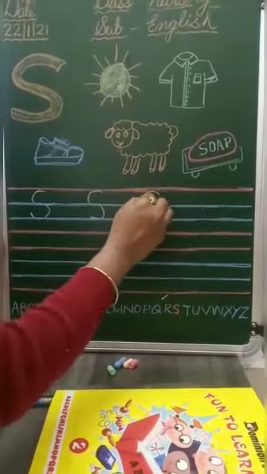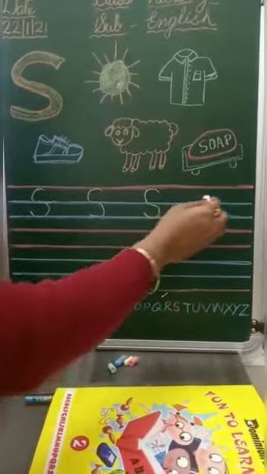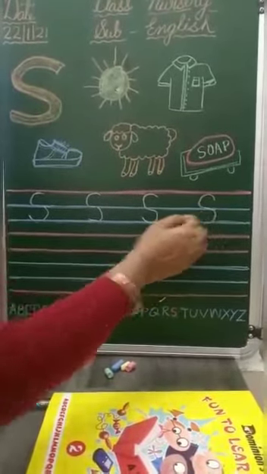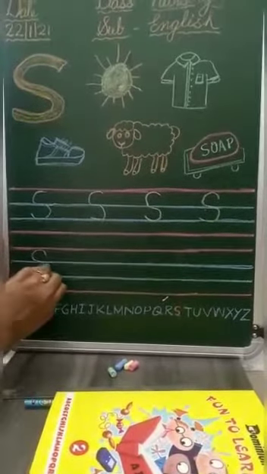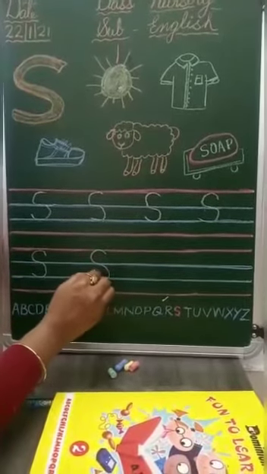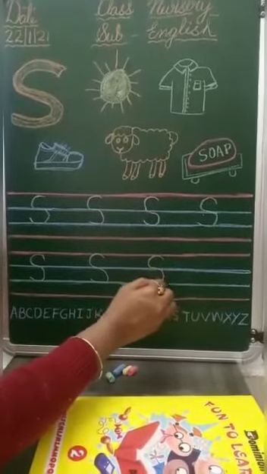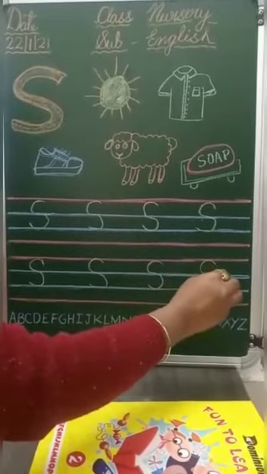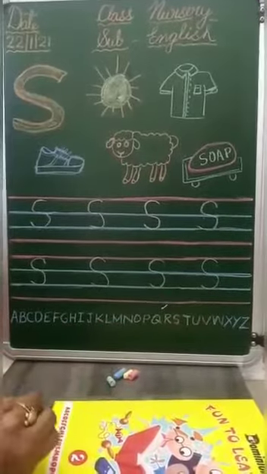S for sun, sun. You can start your book work. S for shirt, shirt. S for shoes, shoes. S for ship, ship. S for soap, soap. S for sun, sun. S for shirt, shirt. S for shoes, shoes. S for ship, ship.